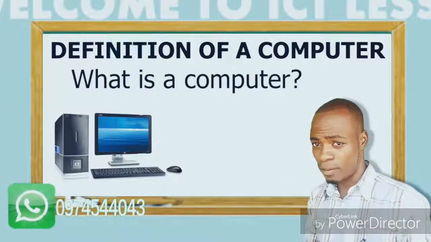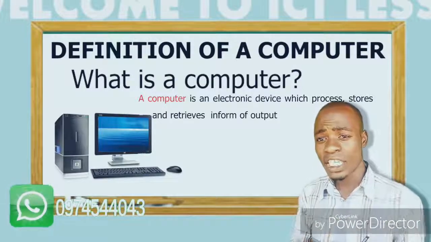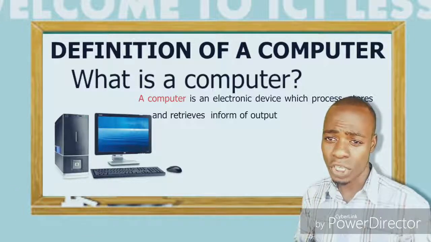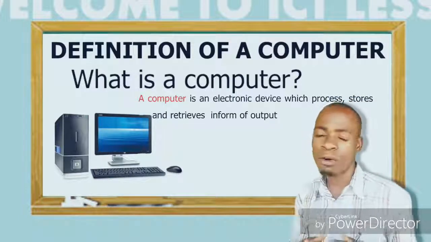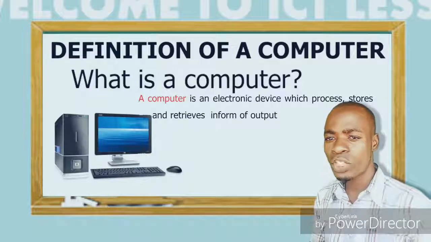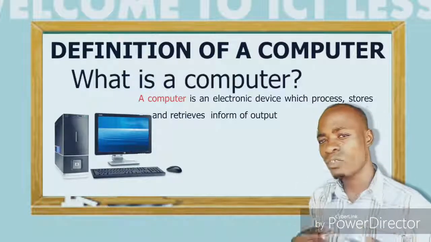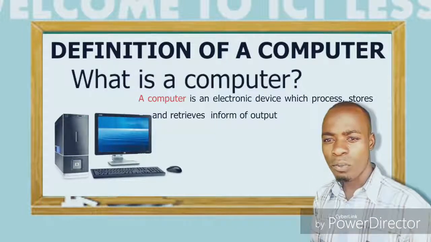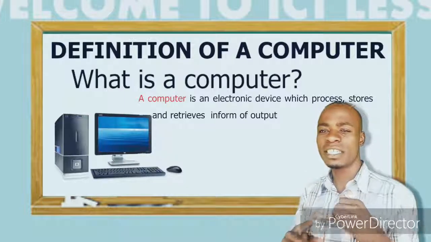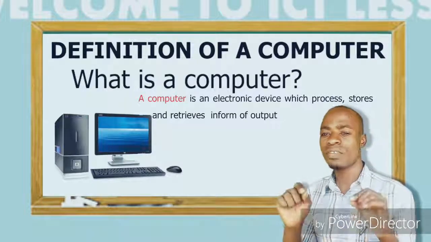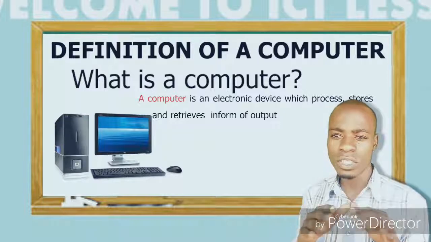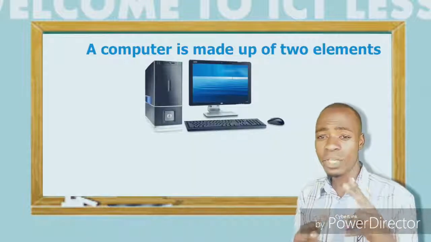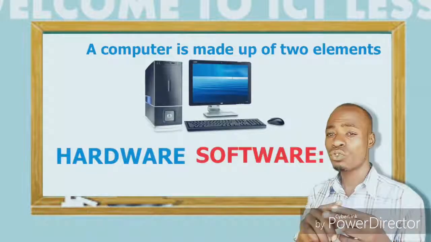What is a computer? A computer is an electronic device which processes data, stores data, and retrieves information in form of output. This means that a computer is capable of processing data, storing data, and retrieving the information that you have stored in the computer. A computer is made up of two elements, which is hardware and software.